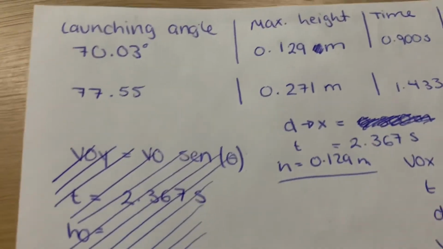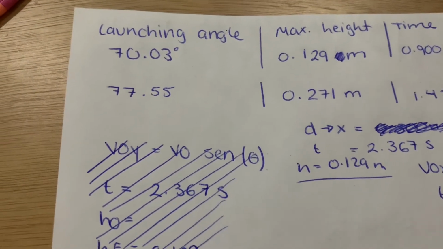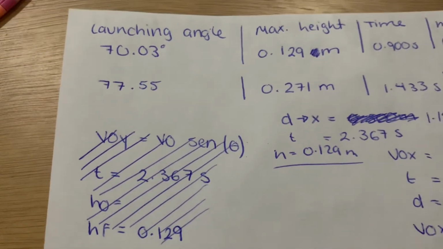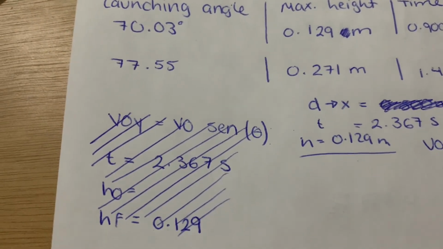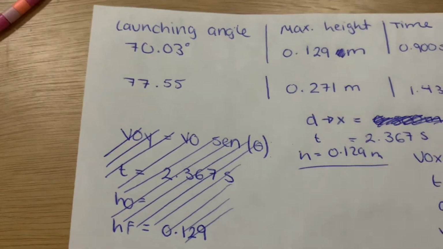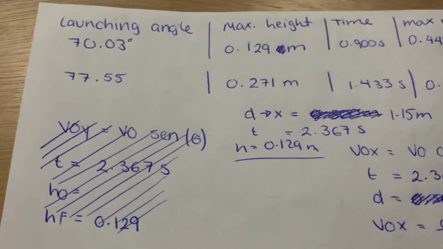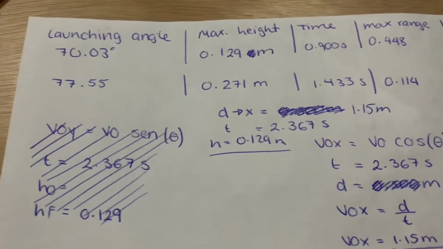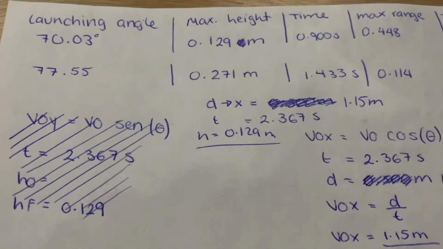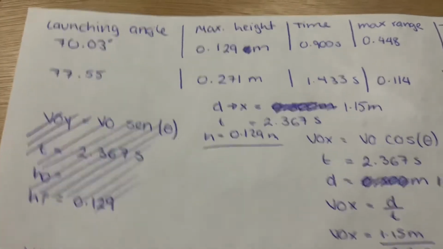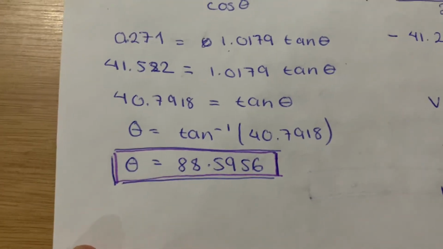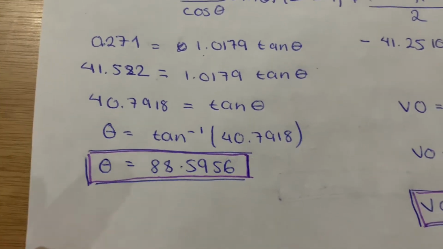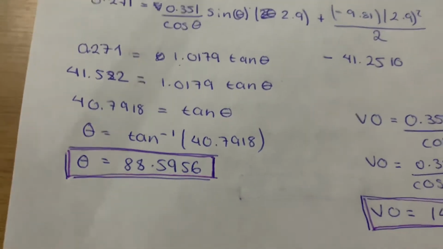But sadly, I didn't get the same results for the angle. My first pitch was 70.03 degrees, and then I had 77.55 degrees, and I had two different angles when I solved it. The first one was 87.62 and the second was 88.59.